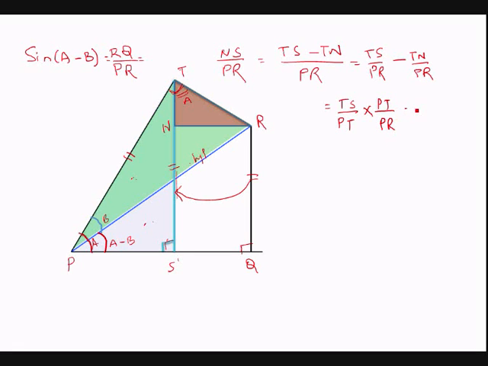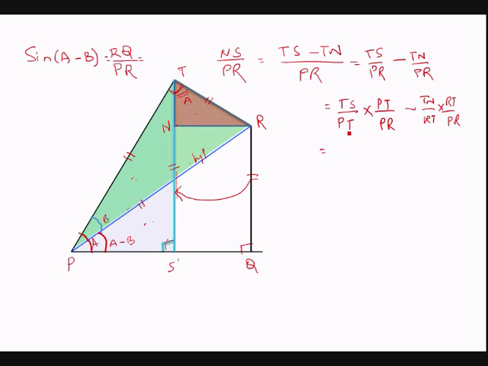Multiplying and dividing by PT. What shall we do for TN over PR? TN is here and PR is here. Therefore, it is between this orange triangle and the green triangle. Therefore, we introduce the RT, which is common to both. So we introduce the RT in this way. As before, multiplying and dividing by RT in numerator and denominator.